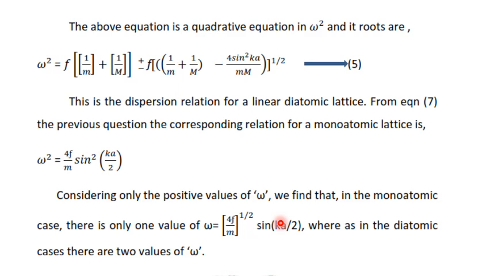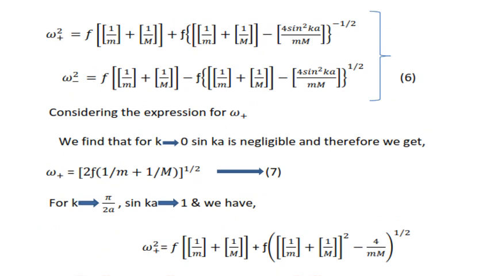But in the case of diatomic, there are two cases of omega. What will they be? Because here we put plus or minus. Plus for one equation, minus for the other. You see now, omega plus square is equal to this with plus, and omega minus square with minus, f minus. Now consider this omega plus.